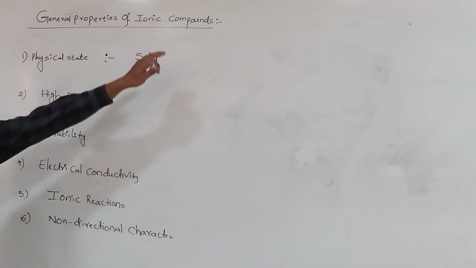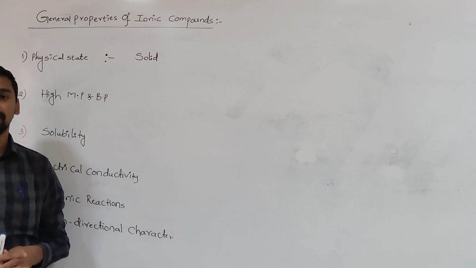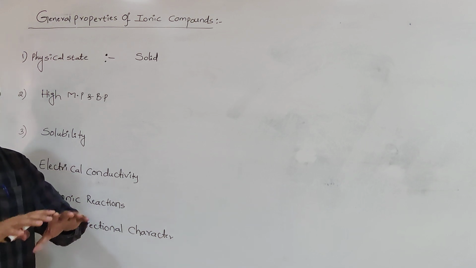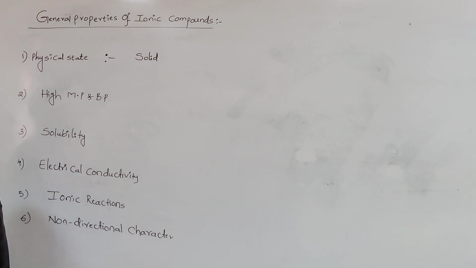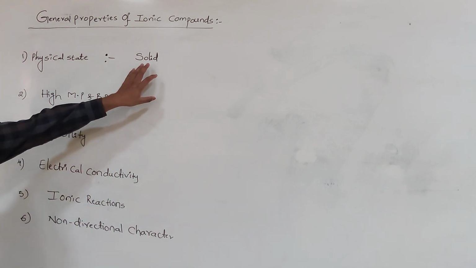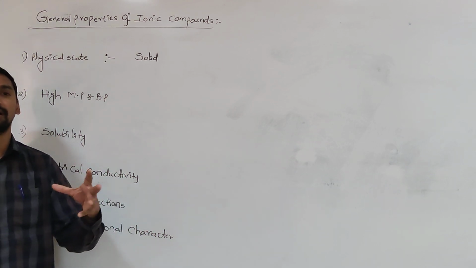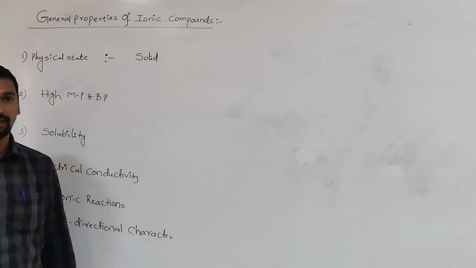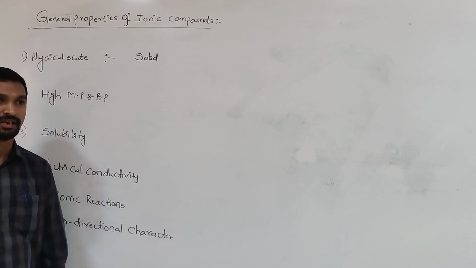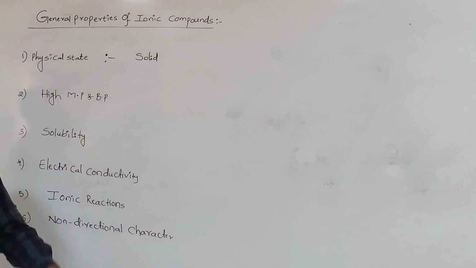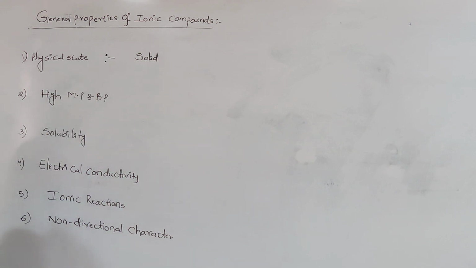Ionic compounds are made up of constituent ions, positive ions and negative ions. These occupy fixed positions in three-dimensional space, which results in the solid state. Why? Because the positive and negative ions are held together by a strong electrostatic force of attraction. They are never separated by a large distance like in gaseous and liquid state molecules. Here all are very closely packed. That's why the physical state is solid.